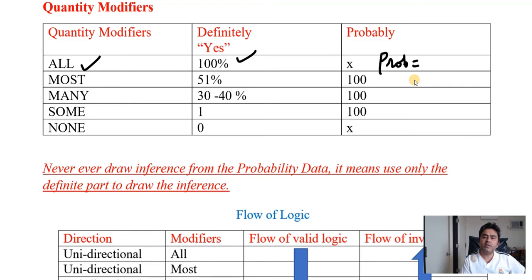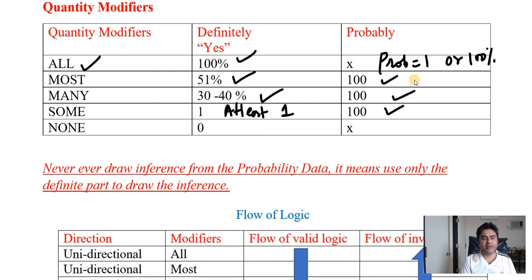Many means 30 to 40%, then it is correct. Some means at least one, then you can say some. And none means 0. Never ever draw inferences from probability data. So these are called probability data, and from the probability data, do not come out with the conclusion. Please remember, only these two are eligible to make a conclusion.